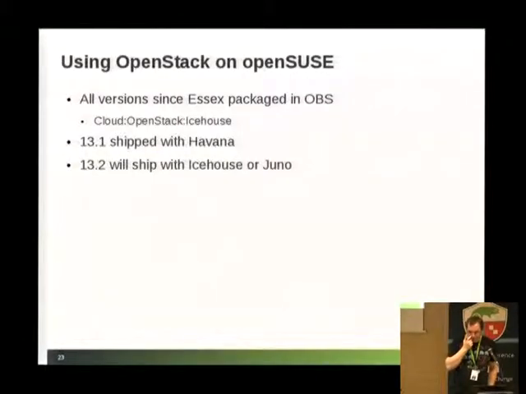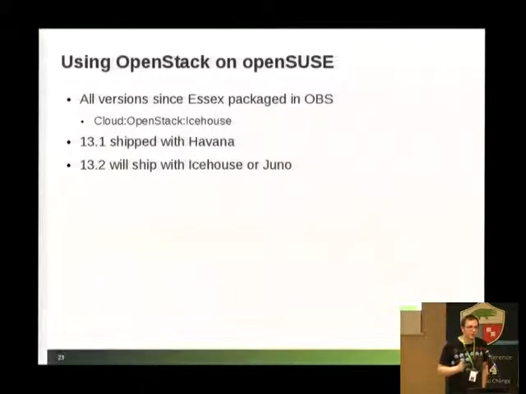What's important is that we actually do not just package one version of OpenStack. What we do is we package all the versions of OpenStack that are still maintained. OpenStack is maintaining the last 2 versions, so right now that would be Havana and Icehouse. And we also package the master branch. So we have projects in OBS like Cloud OpenStack Icehouse, where you can get a specific version of OpenStack.